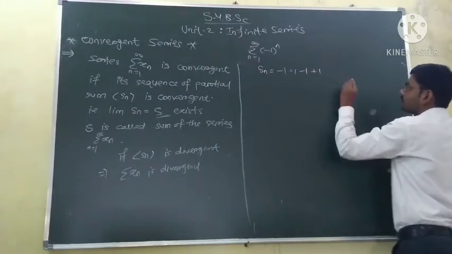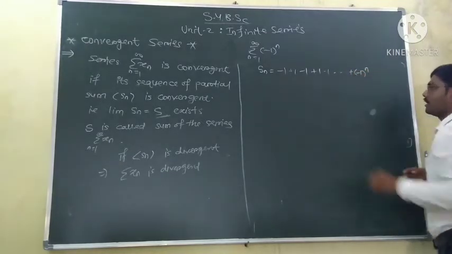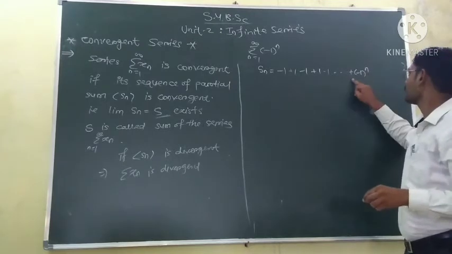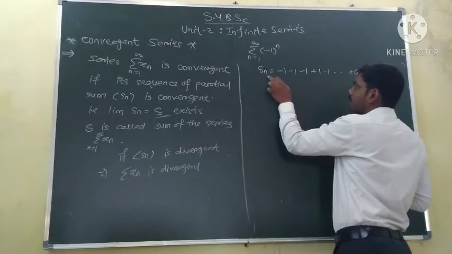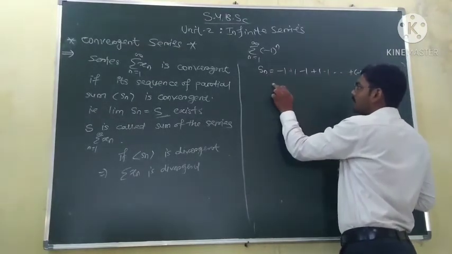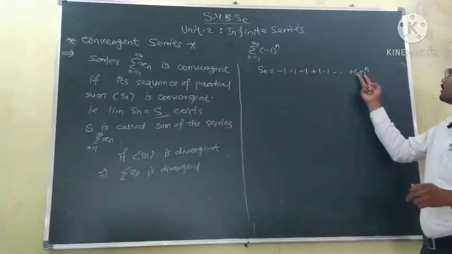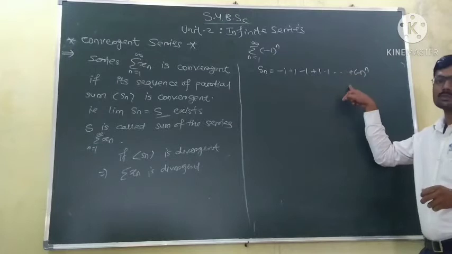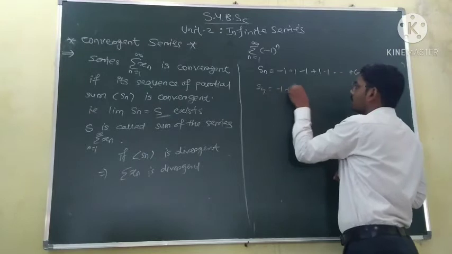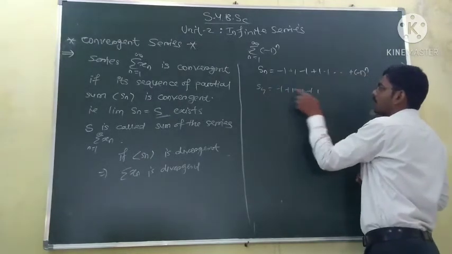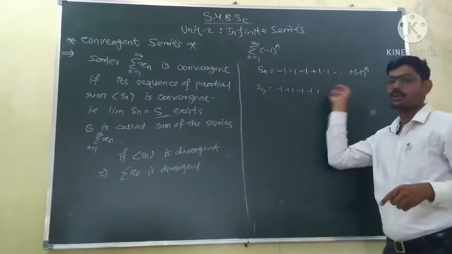Okay, up to minus 1 raised to power n. Depending on the value of n, the last term changes. If n is equal to 2, then S2 will be minus 1 plus 1. If n is equal to 3, then S3 will be minus 1 plus 1 minus 1. Okay. So depending on the value of n, it is either equal to plus 1 or minus 1. If n is even, okay, put n equal to 4. So S4 will be minus 1 plus 1 minus 1 plus 1. So it is equal to minus 1 plus 1 is 0, minus 1 plus 1 is 0. So S4 is 0. If n is even, this sum will be equal to 0.